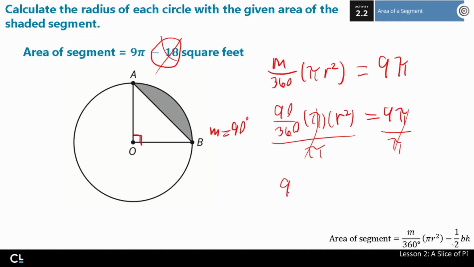So now we have 90 over 360, which we could simplify. And it's going to give us 1 over 4.